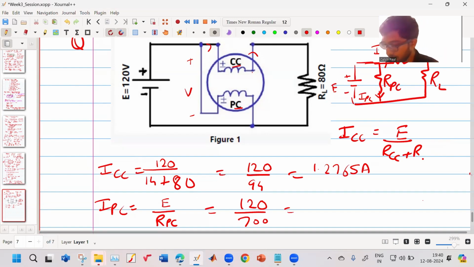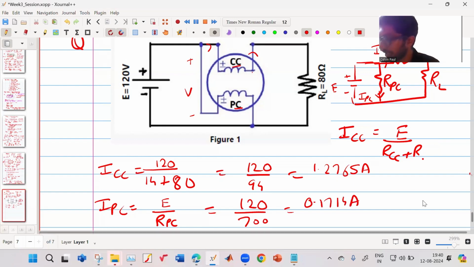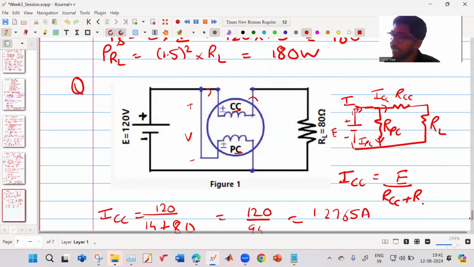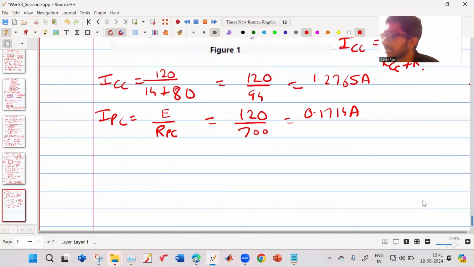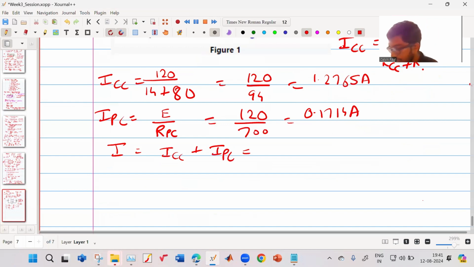So 0.1714. Correct. It is 0.1714 ampere. So now what is the total current coming out of this? The total current coming out, I, if you apply KCL, is the current flowing to the current coil plus the current flowing to the pressure coil. So I is given by I current coil plus I pressure coil. So how much is this? It comes out to be 1.448 ampere.